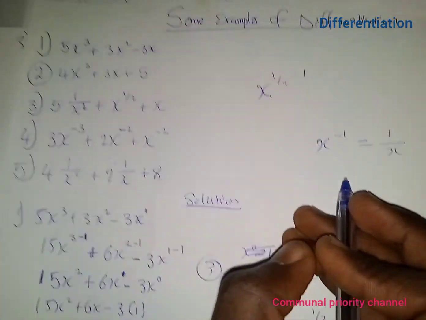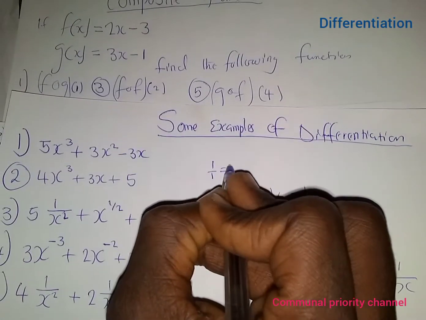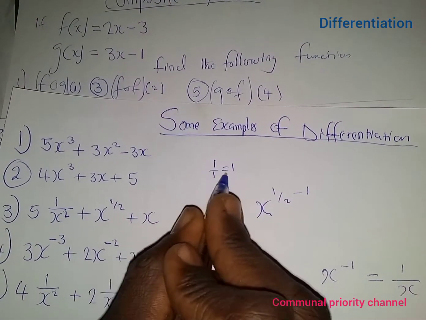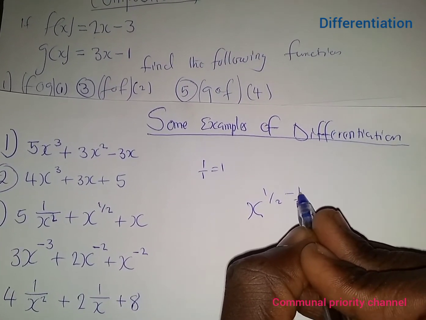The first thing you will do here is take the LCM of the two. We know that 1 over 1 is equal to 1. 1 divided by 1 is equal to 1. So therefore, we can simply add 1 here, since even if we add 1, it is the same thing as the 1 that we have.